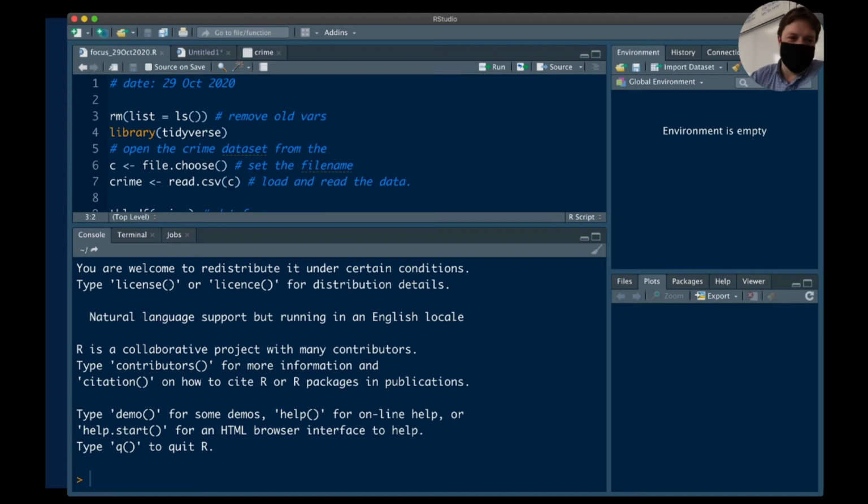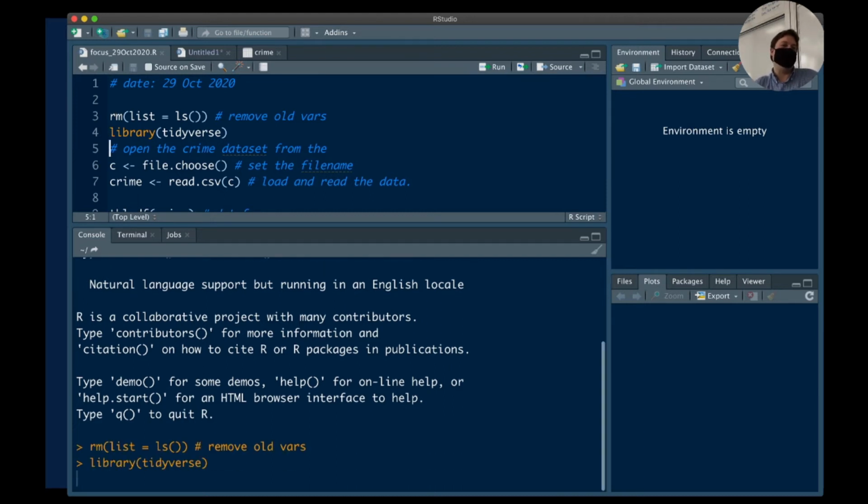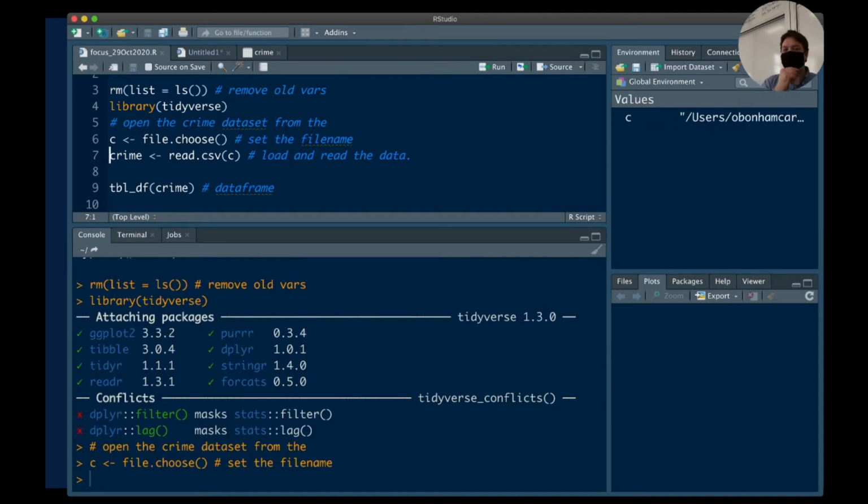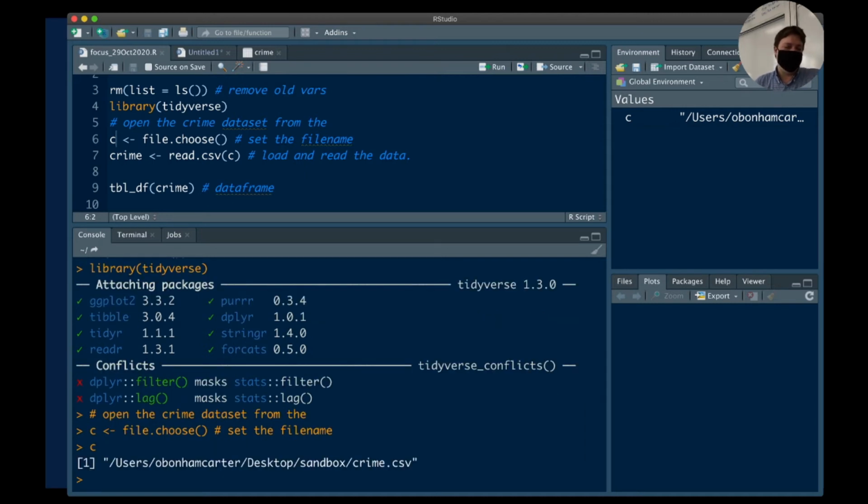I'm going to run this just to get rid of any old variables that are sitting around. Of course, right now I don't have any variables, but if I did, then I'd want to get rid of those. I'm going to load my file.choose. And of course, you cannot see what I'm doing now, but I'm actually going for my crime.csv file, which you'll find in your sandbox. So this just gives you a way of locating that file. It doesn't actually load the data. In fact, let me just show you something. C is just where the file is located.